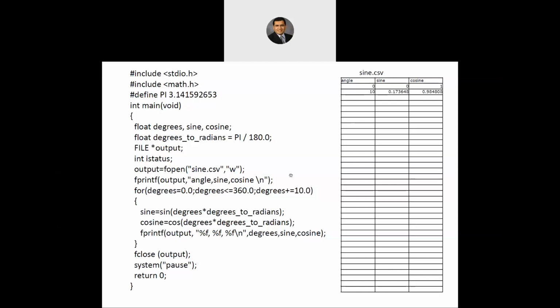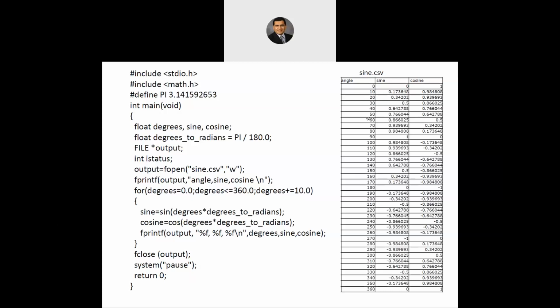And then increment by 10. 10 will become 20. And so this loop will continue until it gets out of the loop. So it will continue until 360. It will get out when this becomes 370. So this loop will continue and show you all the values of the angles sine and cosine. Okay.